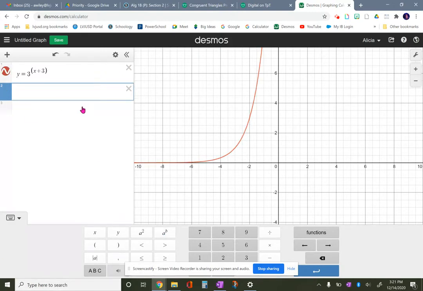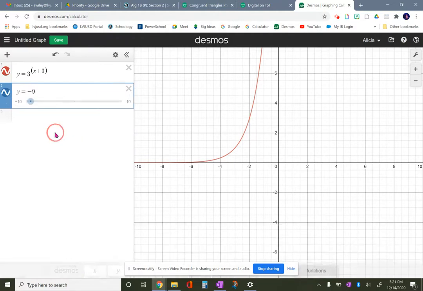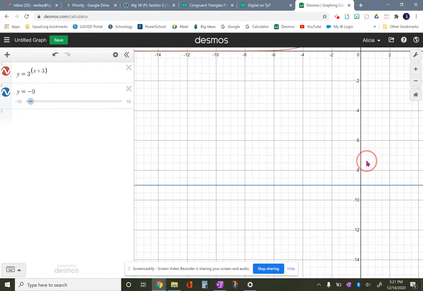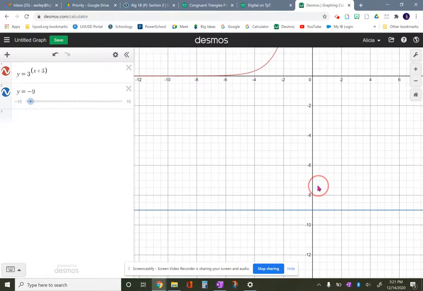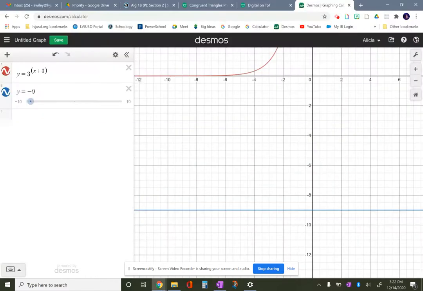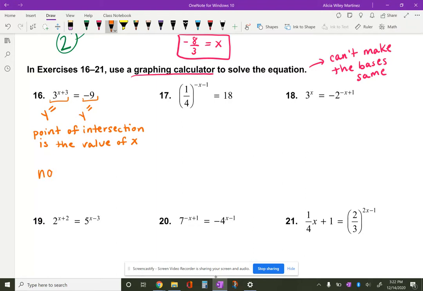And then in the next line, I'm going to do y equals -9. And you're like, well, I cannot see it. That's because it's -9, right? Yeah, that's because it's way down here. Okay, so I want you to see that these do not intersect. If there is no point of intersection for our answer, we would just write no solution. It's no solution if they don't intersect.